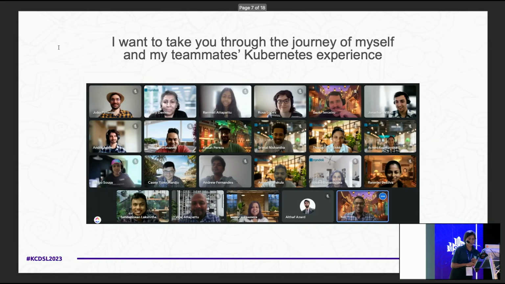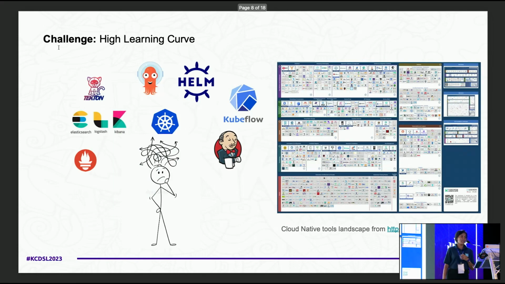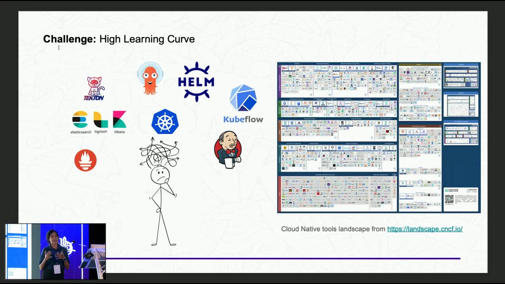I want to take you through the journey of myself and my teammates' Kubernetes experience. Most of our teammates were very new to Kubernetes when they joined Rathnayake, but over time we learned a lot about Kubernetes and the tools around it. Let me tell you the challenges we had and the solutions we made to find answers to these challenges. The first and the obvious one is the high learning curve.